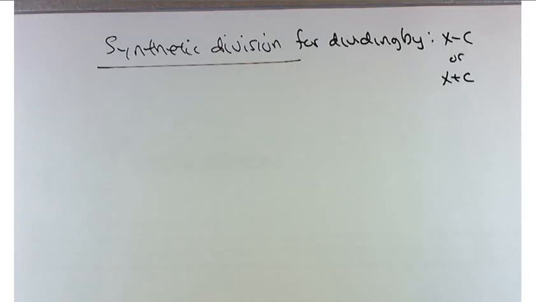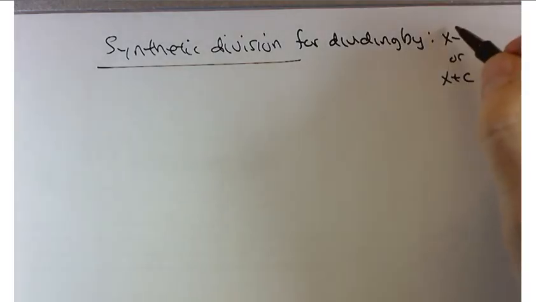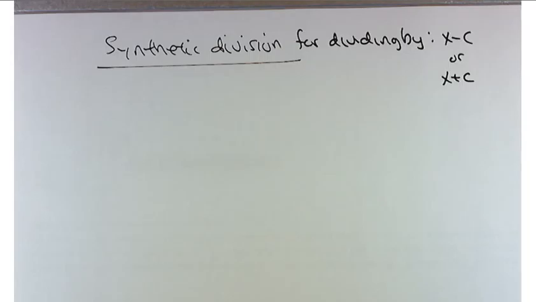You can't have a coefficient in front of the x, nor can you have a squared term or any higher power. That's just that simple little linear term. But for that little linear term, it works great. So let's see an example of that.